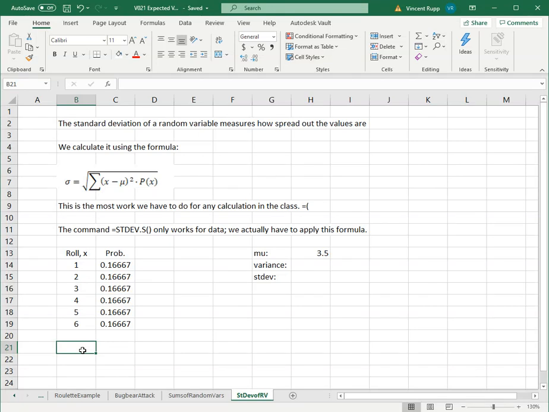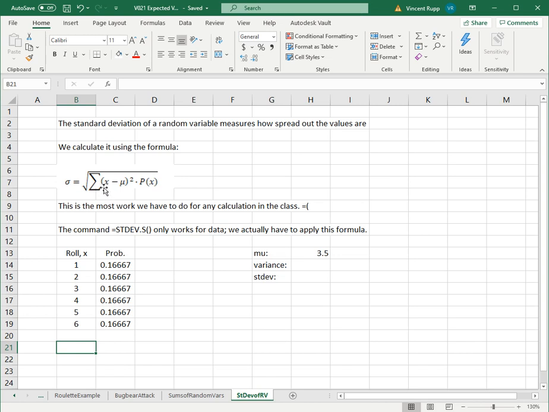If we can calculate the average value of a random variable, we can also calculate the standard deviation. And the standard deviation measures how spread out the values are. And we're going to calculate it using this formula here, which is a little more complicated, but read through order of operations here. The giant sigma means add up all of the, what are you going to add up?